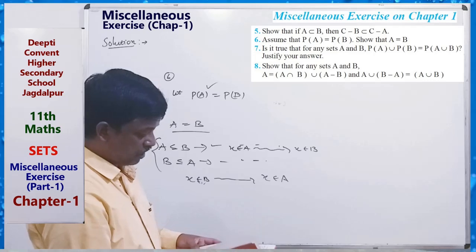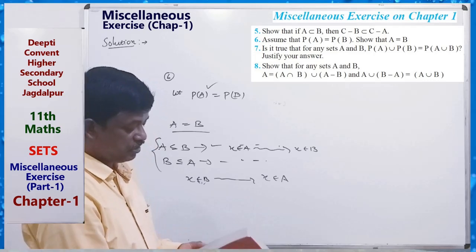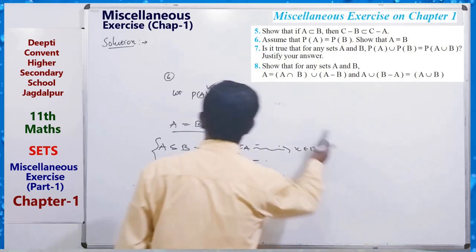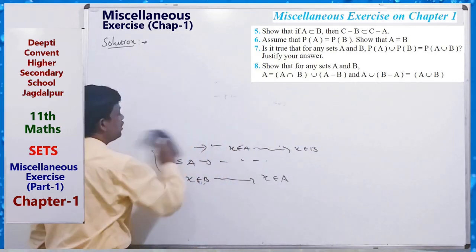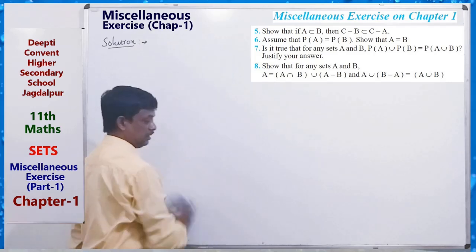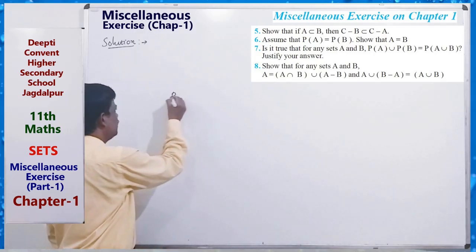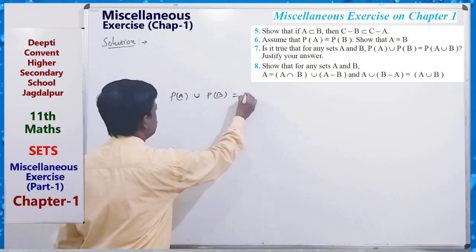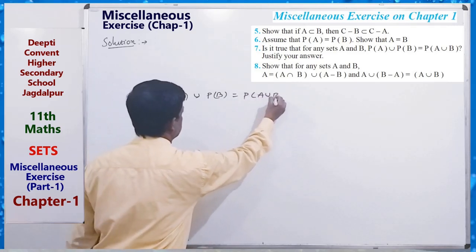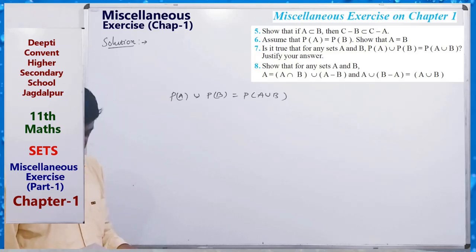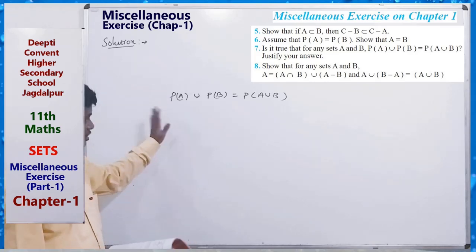Question 7. Is it true for any sets that P(A) union P(B) equals P(A union B)? Justify your answer. So is it true? By taking an example, you can show it. I think it will be false. Here P(A) union P(B) is equal to P(A union B). It is true or not? We have to give the answer with justification.